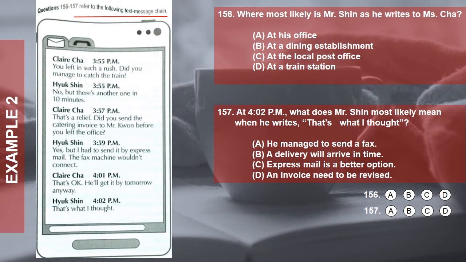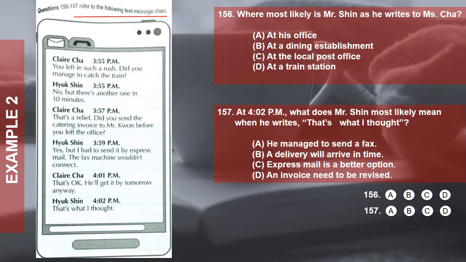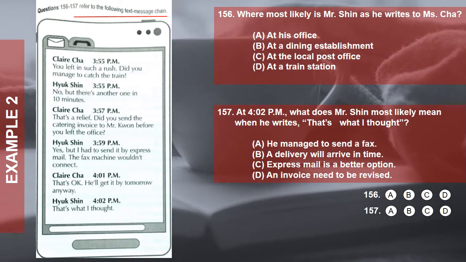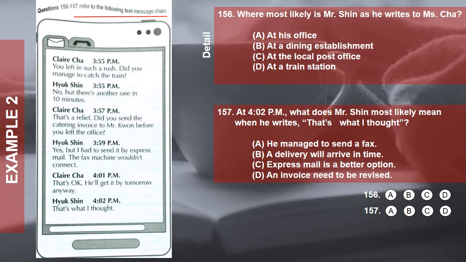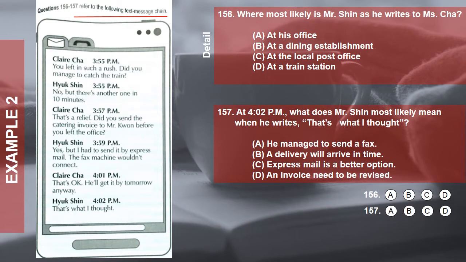Where most likely is Mr. Shin as he writes to Mr. Cha? So it's a detailed question. And 157, at 4:02 p.m., what does Mr.